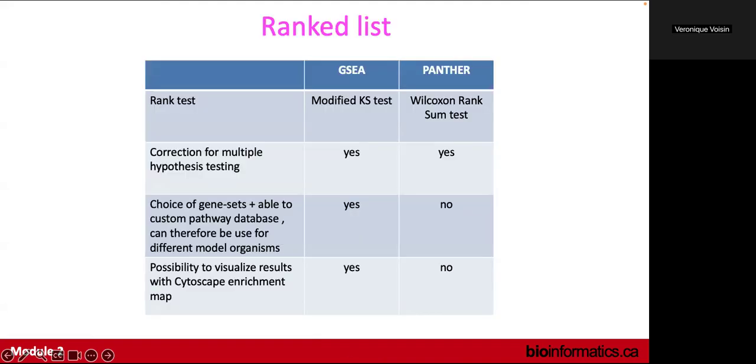So these are two tools for the rank list. GSEA uses a modified KS test, and PANTHER uses a Wilcoxon rank sum test. GSEA corrects for multiple hypothesis testing. We can upload different databases, so it's custom, and we can use the database of our choice. And yes, we can connect it with the Cytoscape software so we can visualize the results as a network.